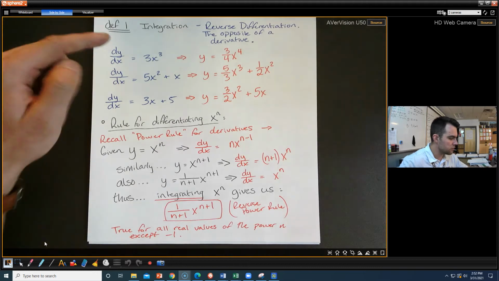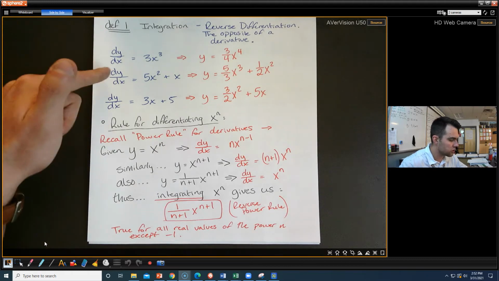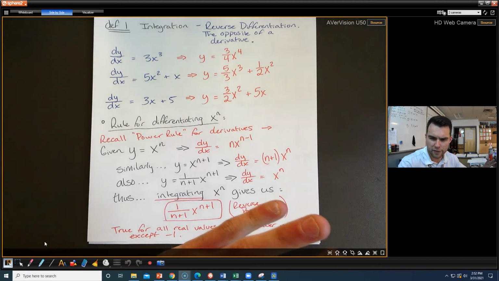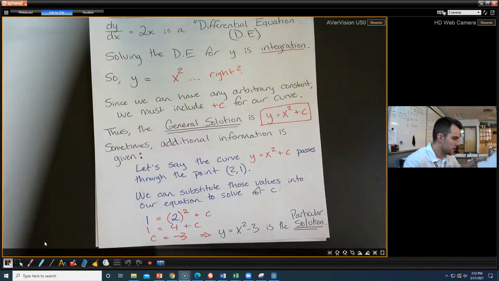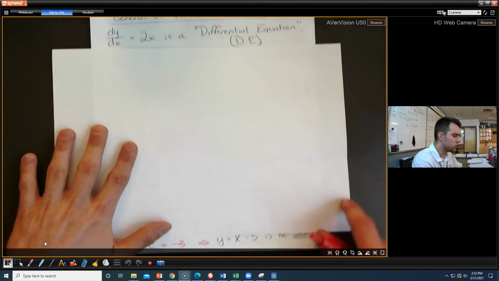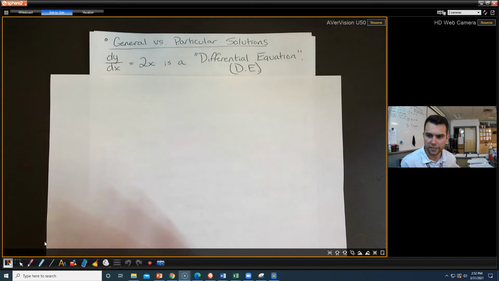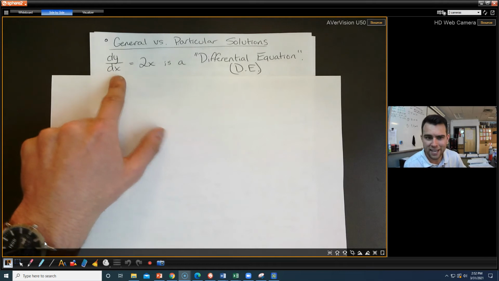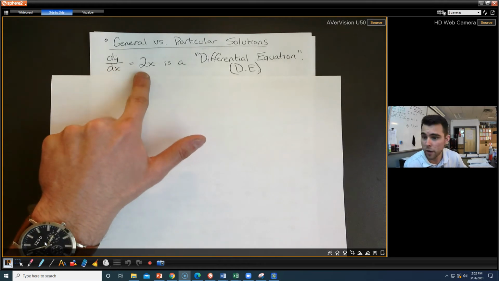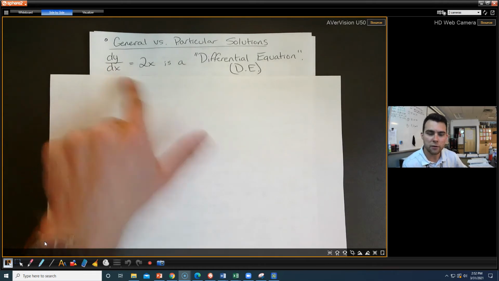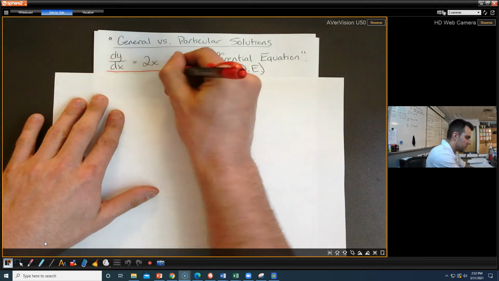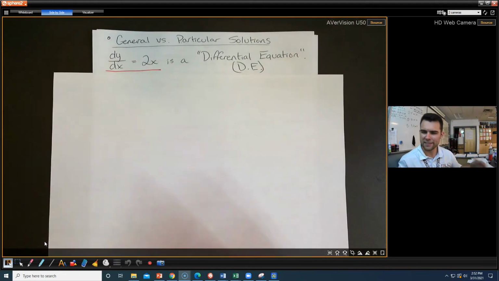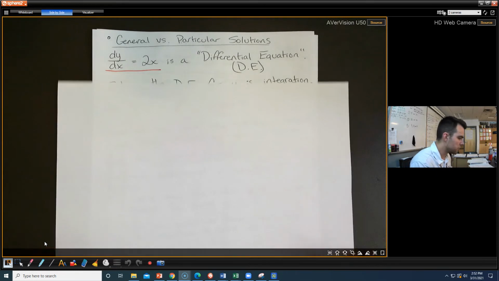Now, we've been doing the reverse differentiation, but there is a consequence of doing that we need to talk about. And that brings us to general versus particular solutions. Okay, let's break some of this stuff down. So if I give you dy/dx equals something, let's say 2x, we call this a differential equation. That's like the official name of it.